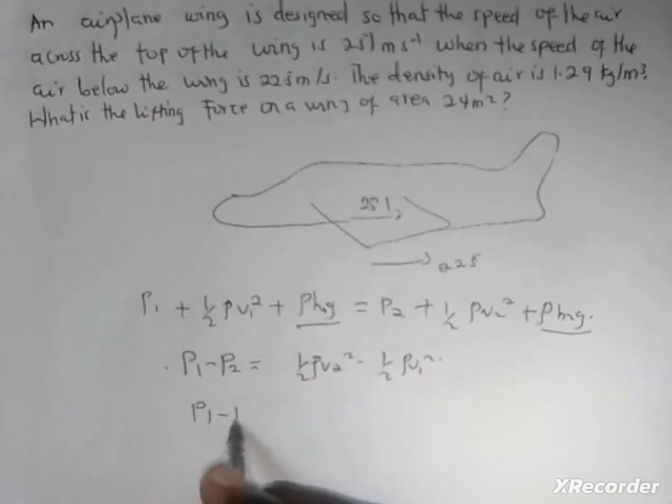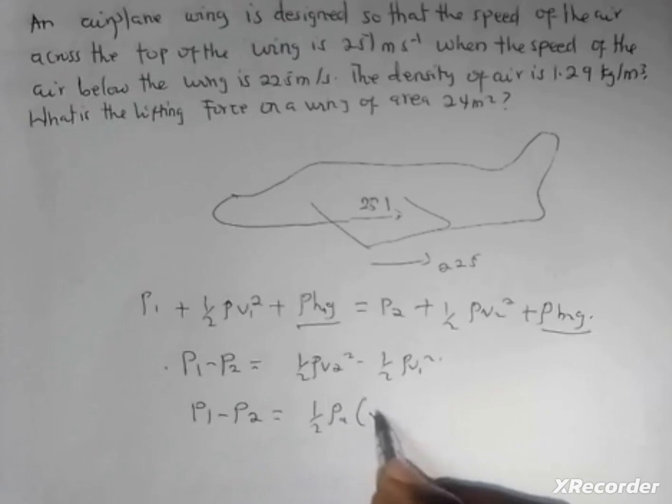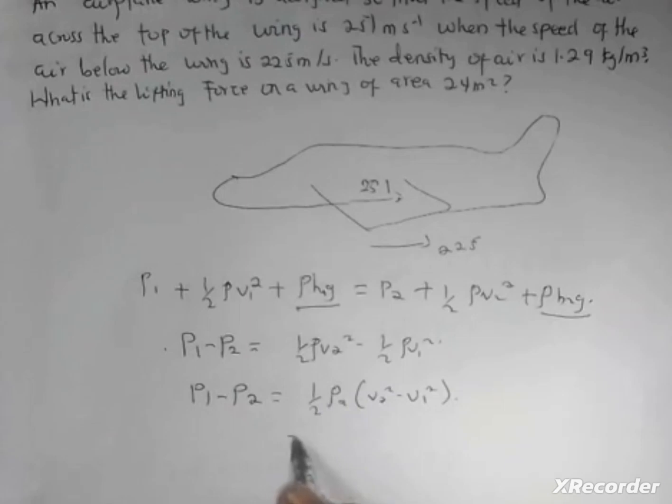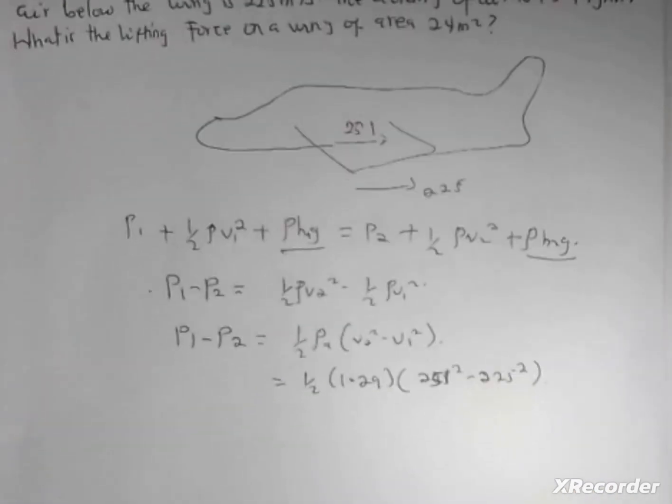So P1 minus P2 will be equal to half my density of air, then V2 squared minus V1 squared. With this, I'll get half multiplying 1.29, then the bigger one will come first, 251 squared minus 225 squared. What am I getting for this simplification? 0.5 times 1.29 times 251 squared minus 225 squared.